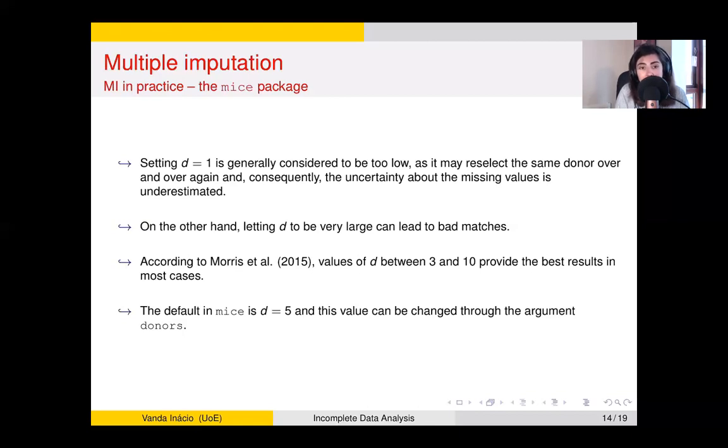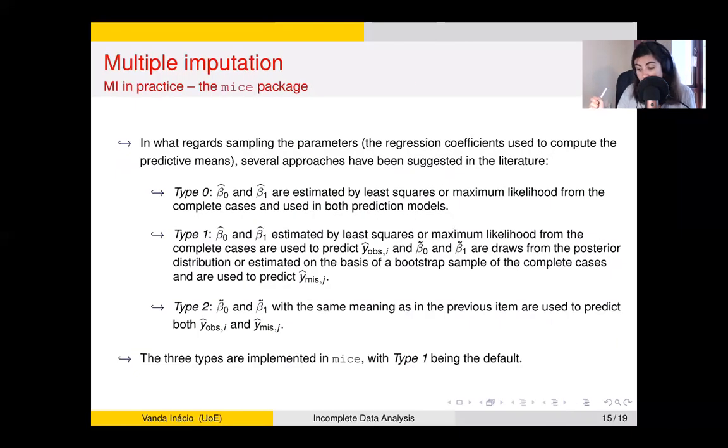Mice by default has d equal to 5. If the procedure that we are implementing in step 2 is not too expensive from a computational point of view, maybe we can rerun our analysis by slightly varying d and see if our results change by a large extent, and if they do, maybe we need to rethink what we should do. But I think d very large or d very low are generally not a good idea.